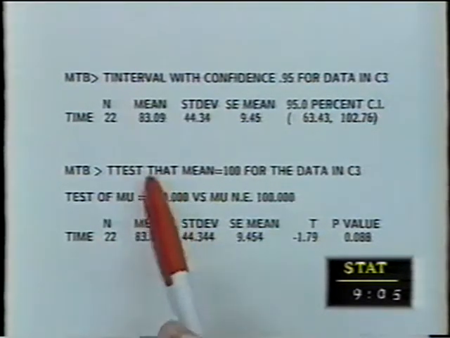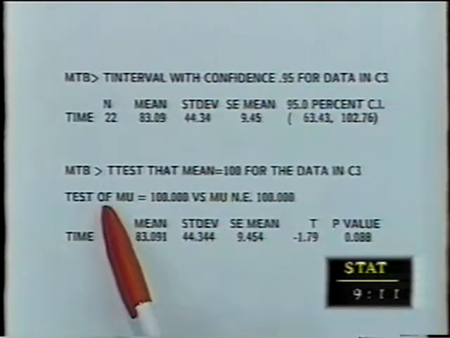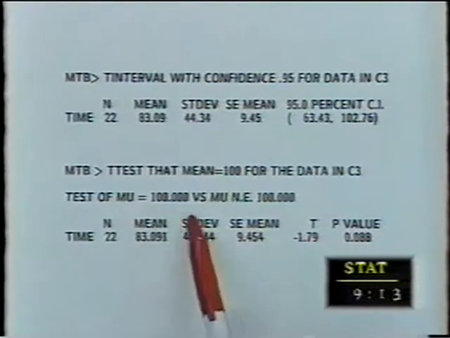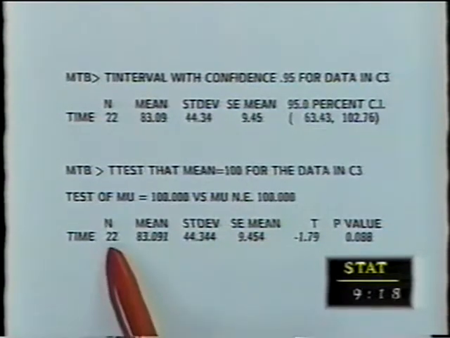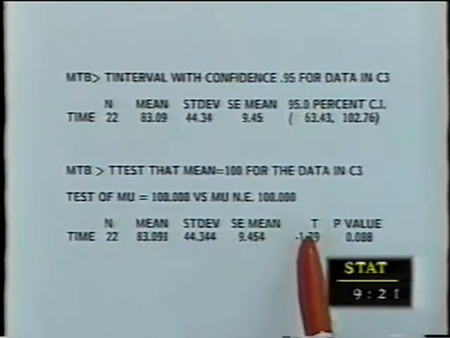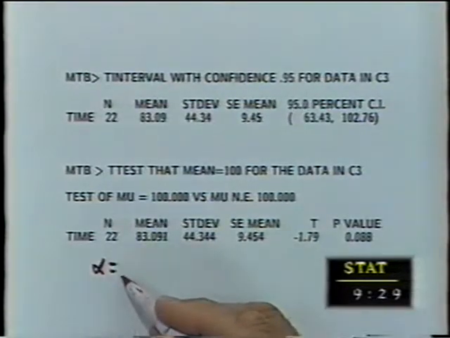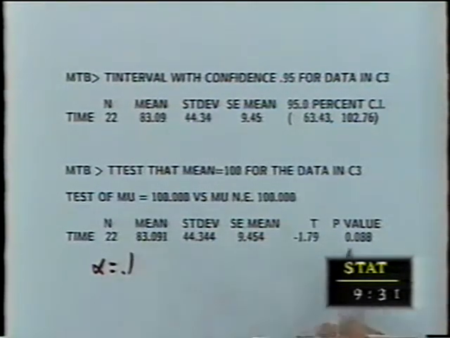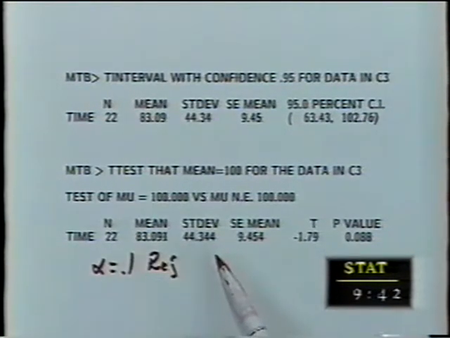We say t-test, that the mean equals 100 for the data in C3. So it says, I'm testing that mu, the mean, equals 100 versus the mean not equal to 100. It's a two-sided test. And it says, okay, 22 observations, here's the mean, standard deviation, and here's the p-value for that test, 0.088. Now, if I want alpha equal to 0.1, a 10% test, I look at it and say, hey, this is bigger than that, therefore I can reject. I reject at the 10% level that mu is equal to 100.